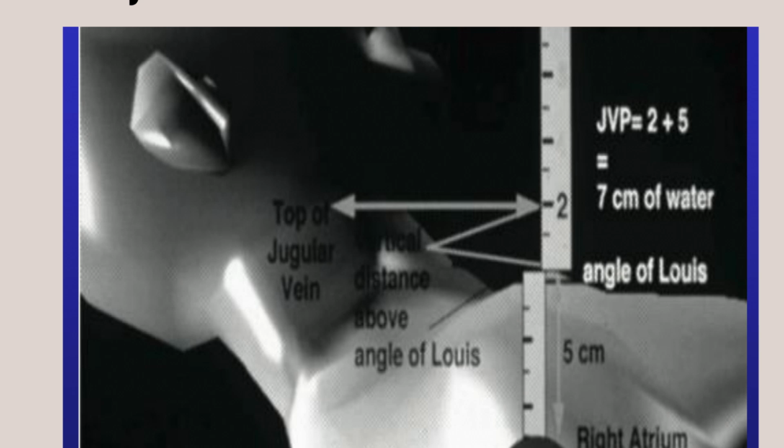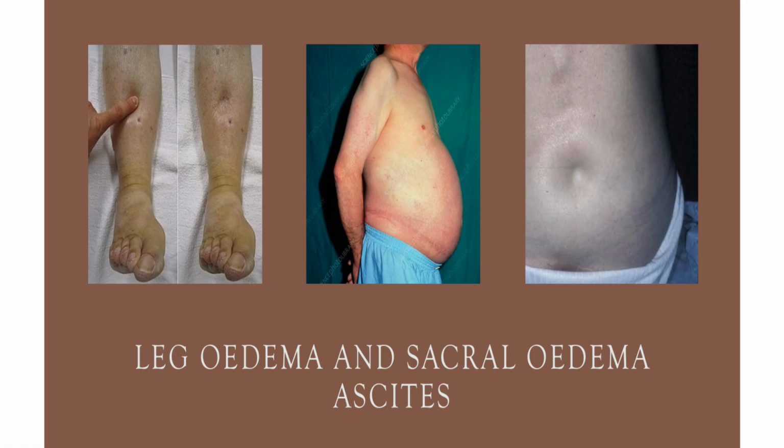Raised JVP is one of the most useful signs of systemic venous congestion. Ensure the patient is positioned correctly. One common pitfall is confusing the carotid pulse with the venous waveform. Peripheral edema, sacral edema, and ascites indicate chronic systemic congestion. Sacral edema is particularly useful in immobile patients.